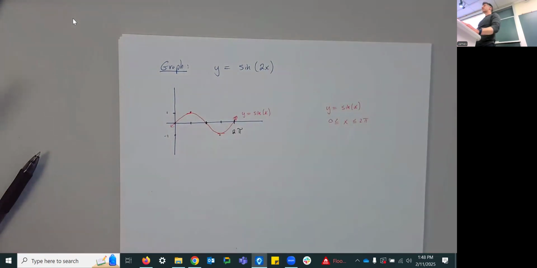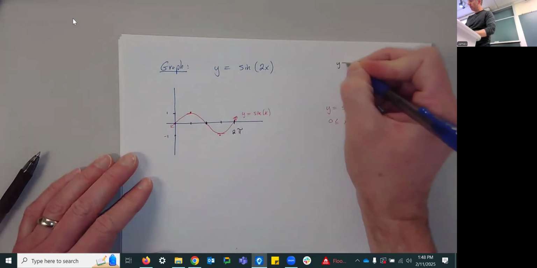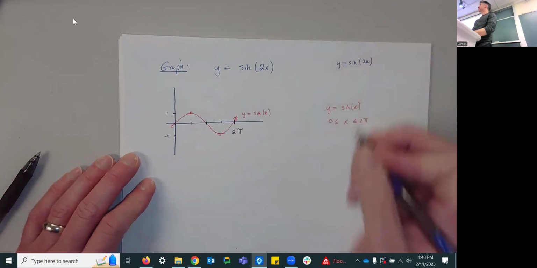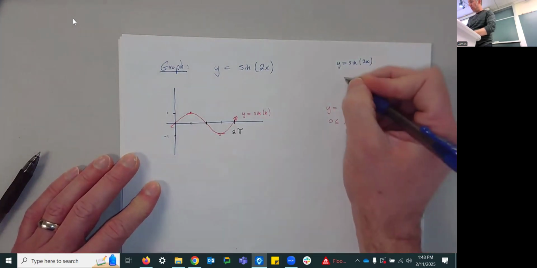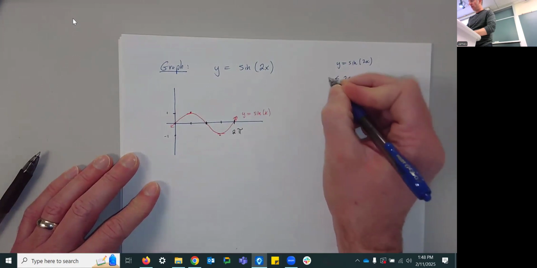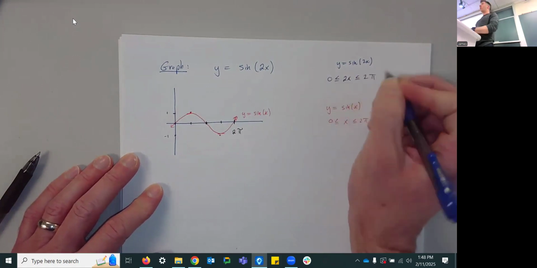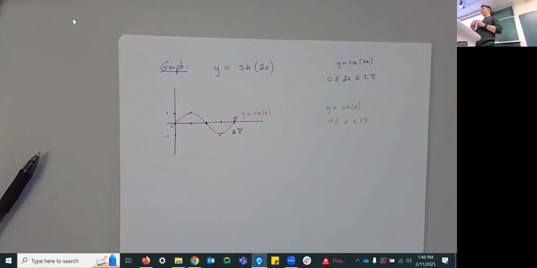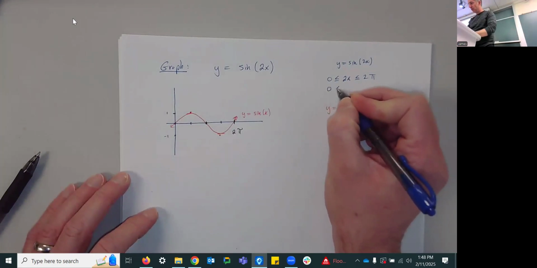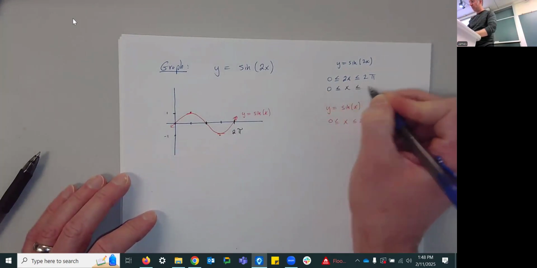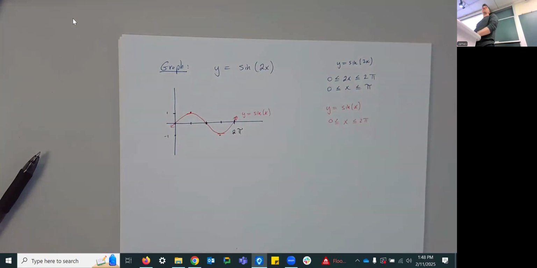Okay, well, for sine of 2x, we need the same thing to be true for the angle. But for sine of 2x, the angle isn't x, the angle is 2x. So we need our angle still to go all the way from 0 to 2 pi to get one full period. But then if we think about what x has to do, if we divide everything by 2 to isolate x, 0 divided by 2 is 0, 2x divided by 2 is x, and 2 pi divided by 2 is pi. Oh, our period is now from 0 to pi. If x goes from 0 to pi, 2 times x will go from 0 to 2 pi, and we'll get one full period in half the space.